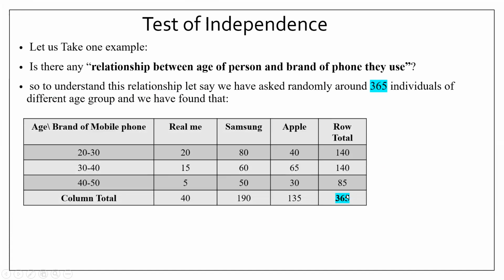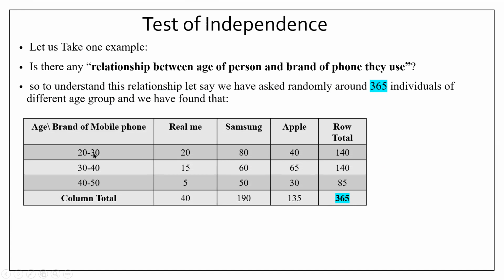These 365 people which we have asked randomly, we have taken as a sample out of the population. The population can be bigger and bigger. We don't bother about the population. We bother about the sample which we have taken, and we have collected some data.